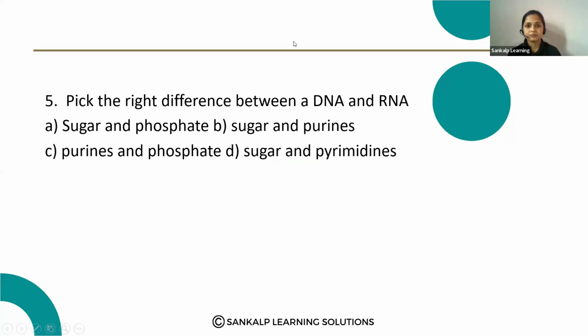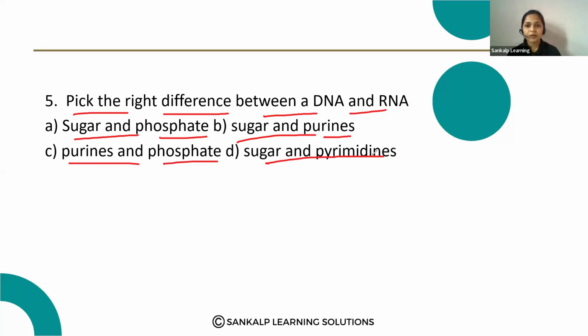Next question. Pick the right difference between the DNA and RNA. Sugar and phosphate, sugar and purines, purines and phosphate, sugar and pyrimidine. So you know that DNA is the double strand molecule and RNA is the single strand molecule. But here what they have given is how the DNA and RNA are different.